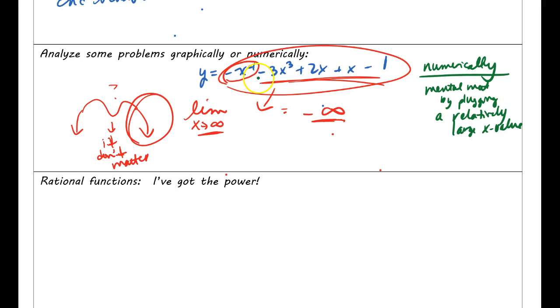And then I'm going to minus 3,000, so I've got an even bigger negative number. I'm going to add 20, which doesn't do much. I'm going to add 10, and then I'm going to minus 1.